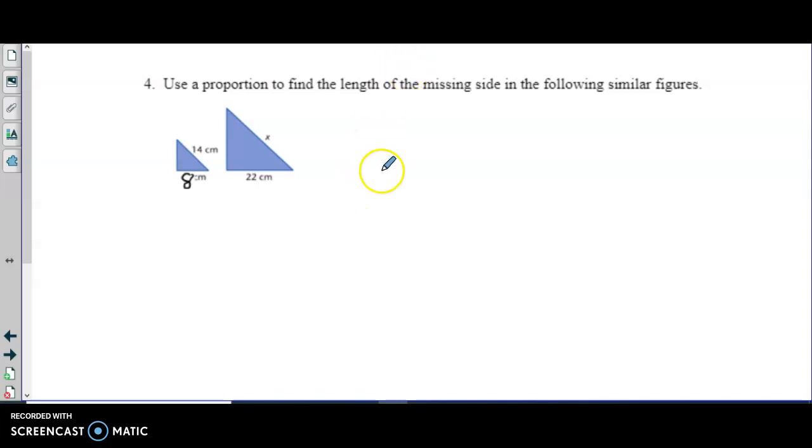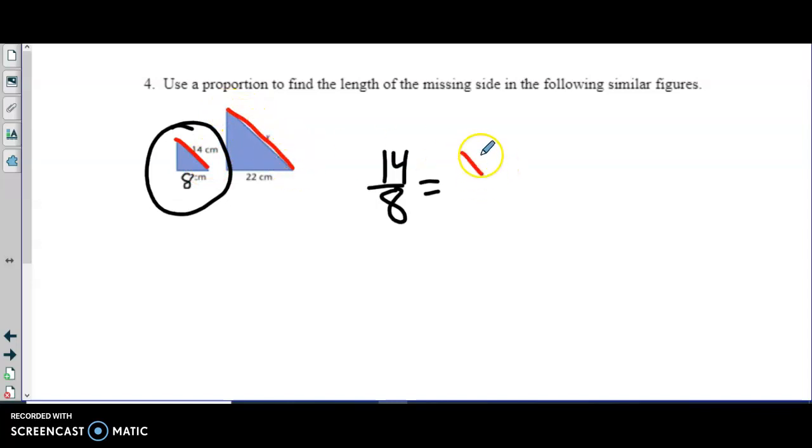For my first fraction, it does not matter what I use. I'm just going to pick this first triangle, and I'm going to do 14/8. Truly does not matter for the first fraction, but the second fraction has to match. So since I did 14 on top, 14 is the hypotenuse or the diagonal, so I need to make sure that I put x on top of the second fraction. And then since I did 8 on the bottom, 8 is this horizontal piece, so I need to make sure that I do 22 on the bottom.